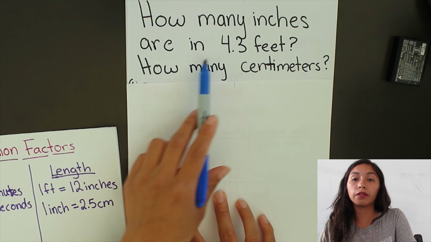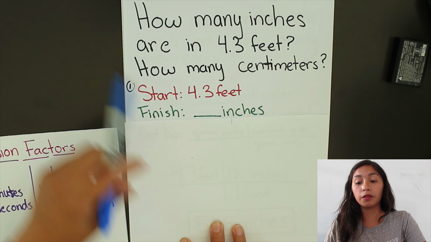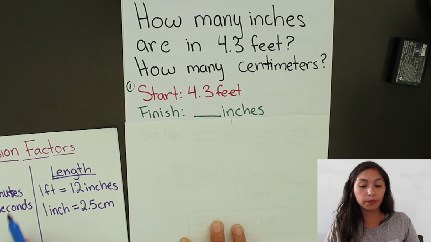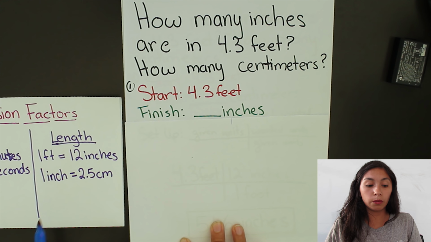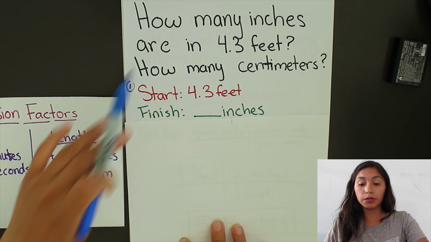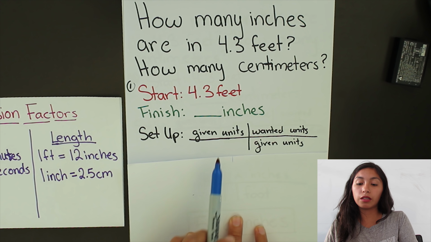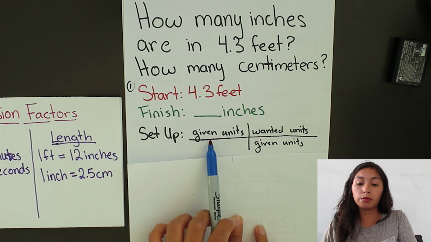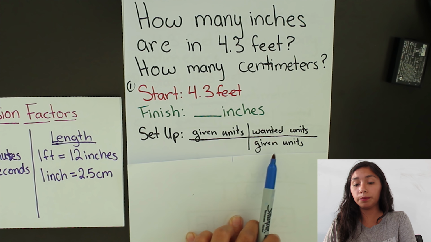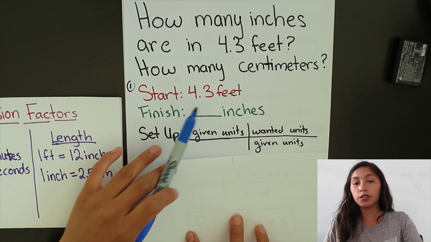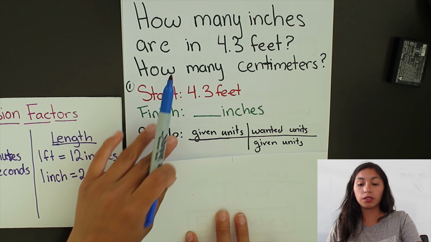Now let's move on to another problem. How many inches are in 4.3 feet? How many centimeters? We're starting with 4.3 feet and ending with inches. We know that in 1 foot, there's 12 inches, and in 1 inch, there is 2.5 centimeters. We first have to set up our train track method or picket fence method, which means we have to write down our given units all the way at the top left of our table, bring our given units down, and convert to wanted units. Just one simple step because there's a relationship between feet and inches.